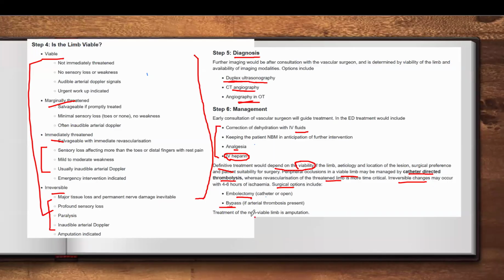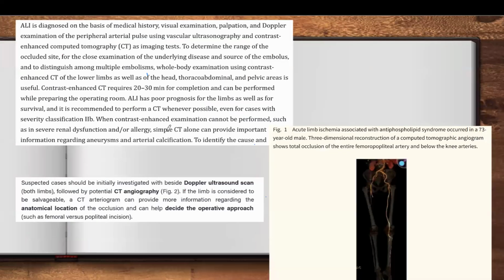And if it is a non-viable limb or irreversible changes have happened, then the only treatment left is amputation, because the limb is dead. Okay, this is from the Australian guidelines, but you can see here they have written that the CT requires only 20 to 30 minutes for completion and can be performed while preparing the operating room. So you don't have to think that this will waste the patient's time.